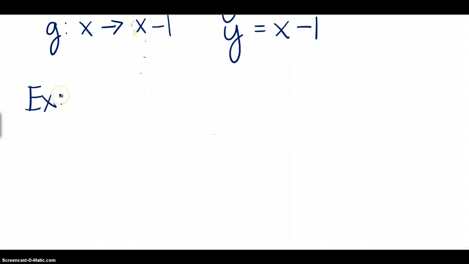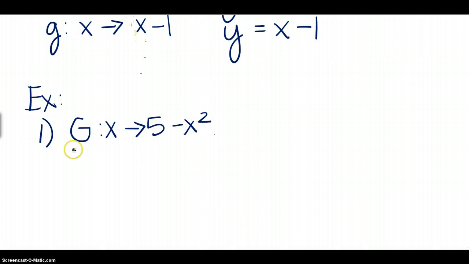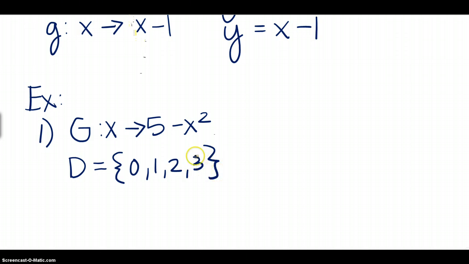So let's do an example. We're going to find the range and graph. So we're going to find the y values. Basically, all we're doing is finding the y values. Number one, we have g of x, in arrow notation, so 5 minus x squared. Usually they give us a function, and for this one, they also give us a domain. Our domain, that's what we're going to plug in for x, 0, 1, 2, and 3. So that's what we're plugging in for x.